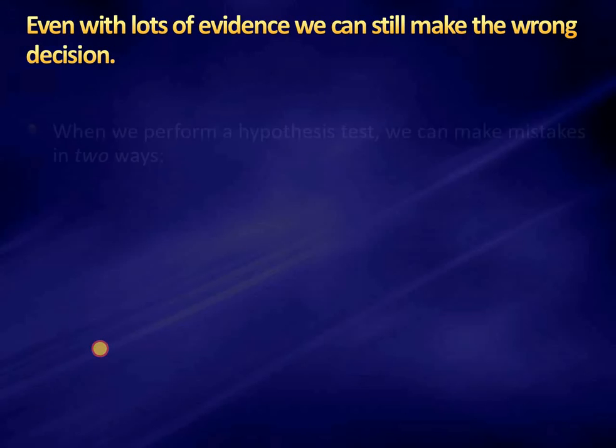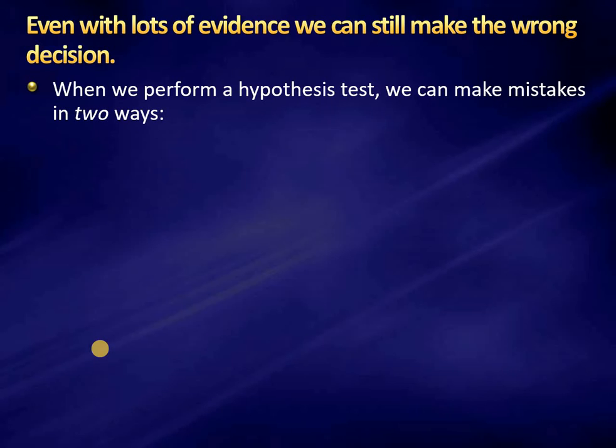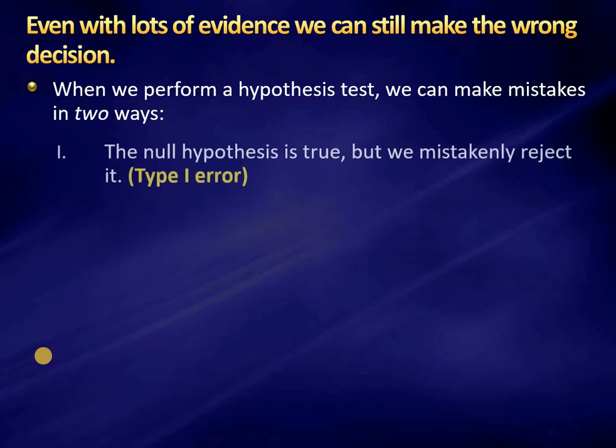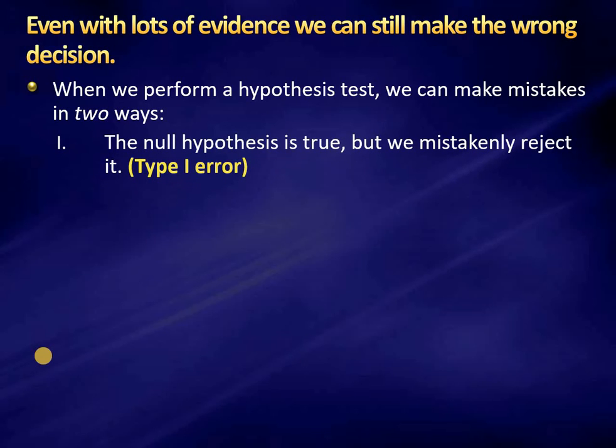All right? So, when we perform a hypothesis test, we can actually be wrong in two different ways. And these are very, very important. Hopefully you wrote this down from the video. The first way is by making a type 1 error.